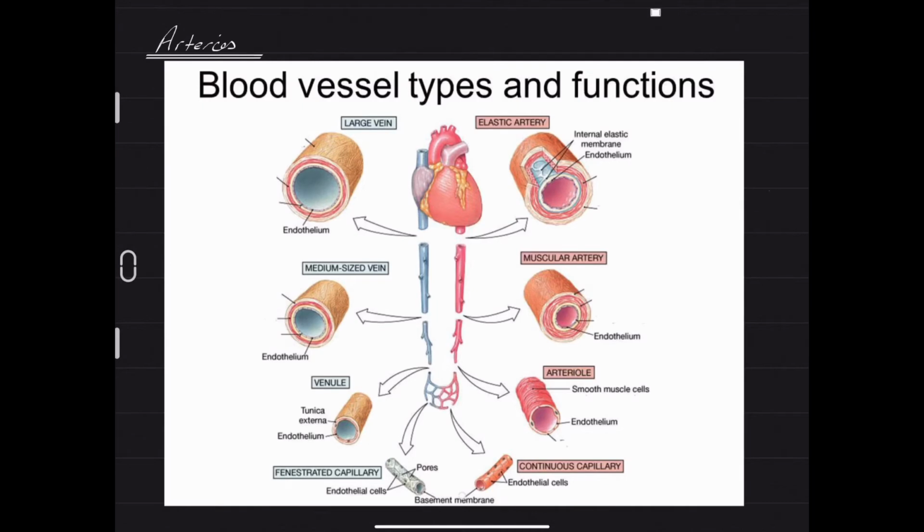Now we're going to look at the structure of the blood vessels.